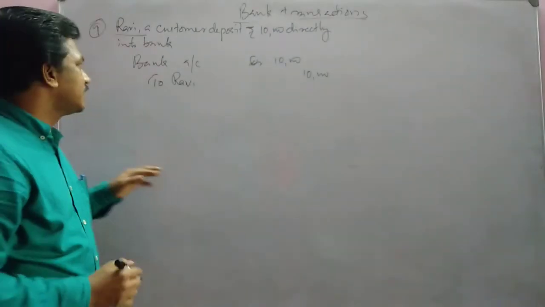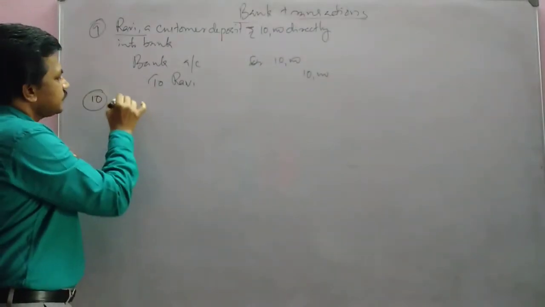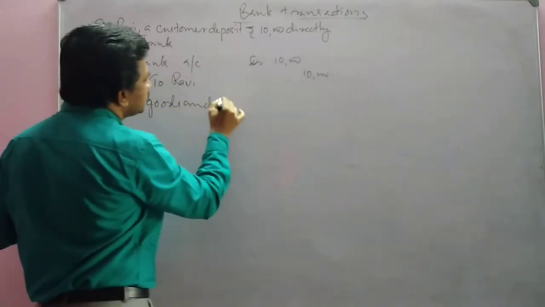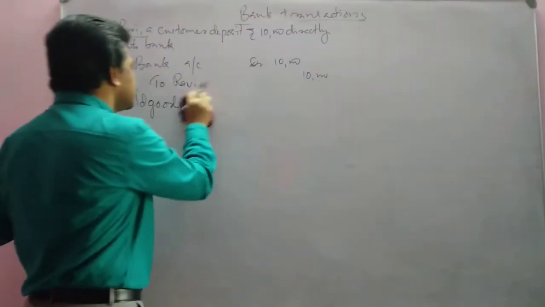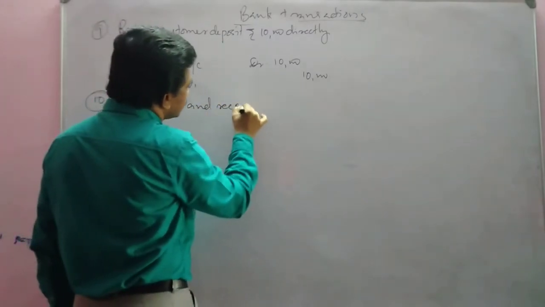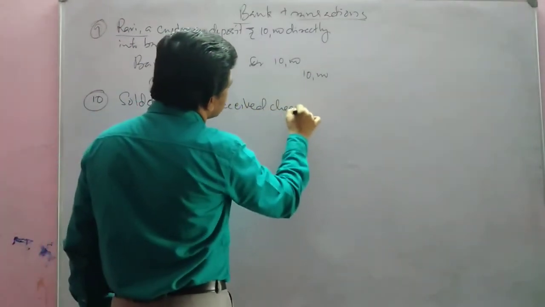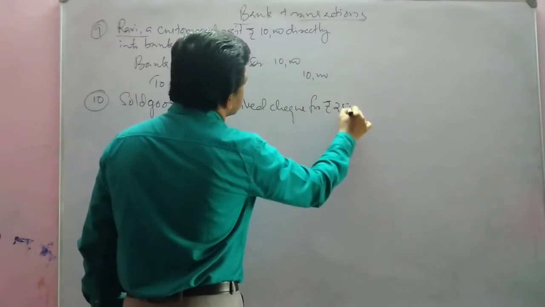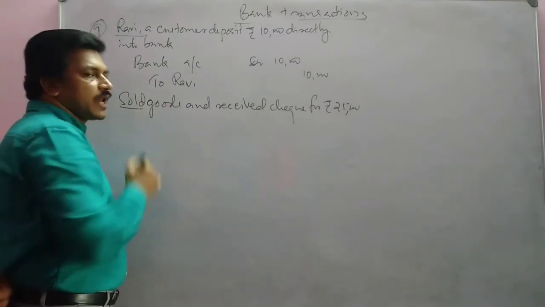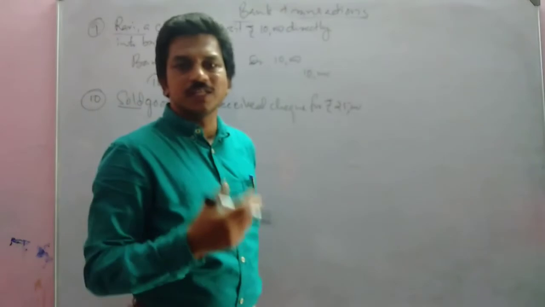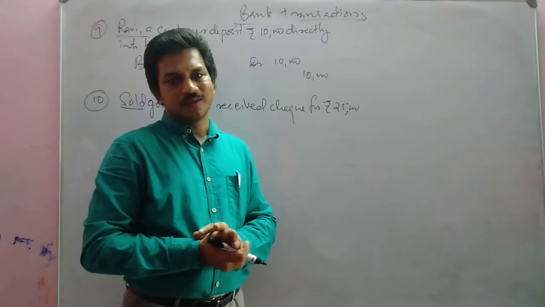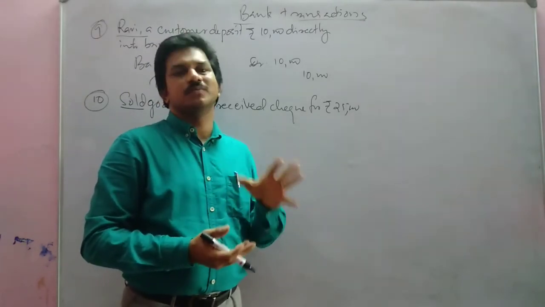Okay. Then another example. Sold goods and received check for rupees 25,000. What can be the journal entry? Sold goods means we will write sales. So if we sell goods for cash, what will we write? Cash account debtor to sales. That we know, because cash comes in and sales is an income, credited.